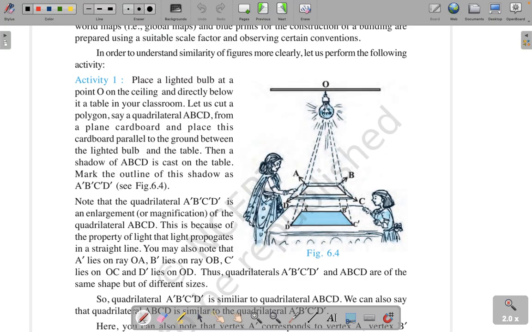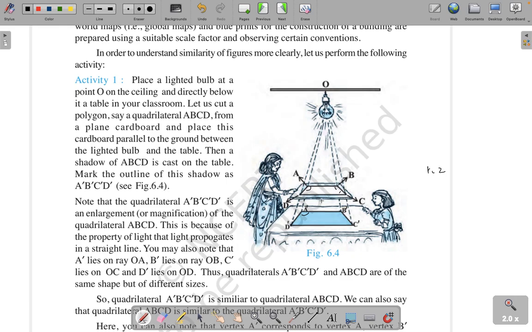But see, the amount by which you elongate this, say if you elongate this by 1.2 times, all the sides will be elongated by 1.2 times. So these sides are proportional. And then if you measure the angles, they will be the same. So angle A will be equal to angle A dash, angle D will be equal to D dash, B will be equal to B dash, and C will be equal to C dash. So you can verify both the criteria.